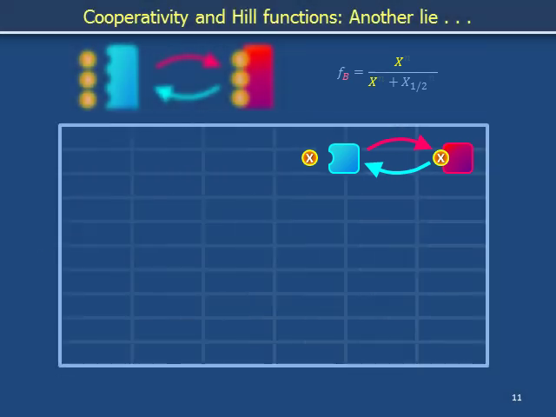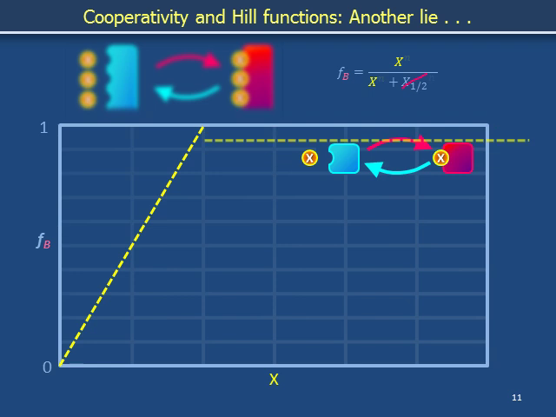We will plot the bound fraction of enzyme f sub b as a function of the concentration of protein X. When X is much less than x sub half, the x in the denominator is negligible relative to x sub half, so f sub b rises approximately linearly with x. When x is much greater than x sub half, the x sub half in the denominator can be neglected relative to x. F sub b then looks like a ratio of x over x, which is just unity.